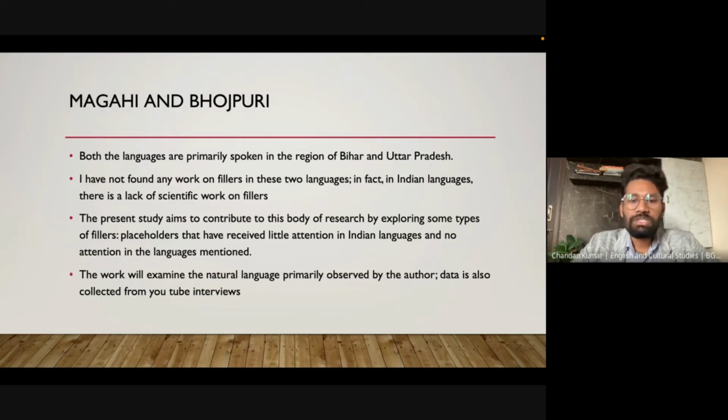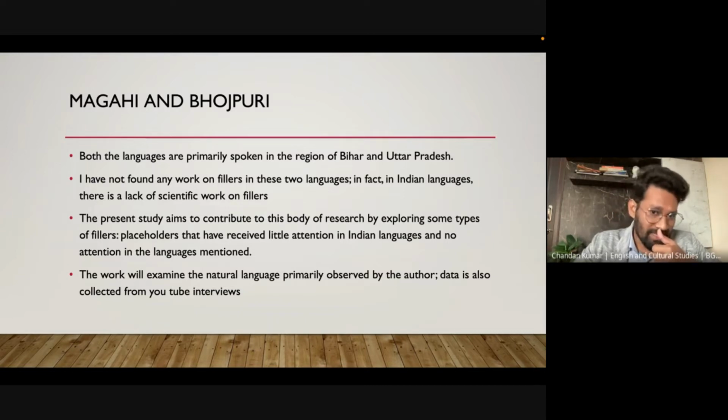I have chosen these two languages. The reason for choosing these two languages is that I'm a native speaker of the Magahi language, and found that in Magahi, the speech community uses the placeholder a lot. So the reason might not be that they are all the time looking for a word that is momentarily eluding the speaker. That might not be the only reason, because the use of the placeholder is a lot. That's why I thought that I should study and understand what is going on.